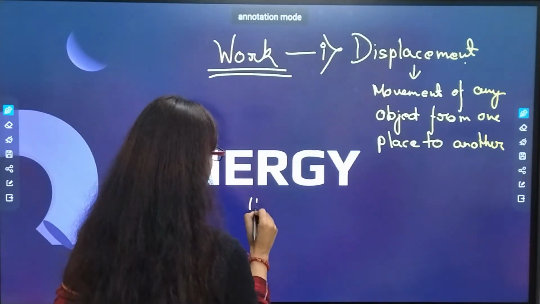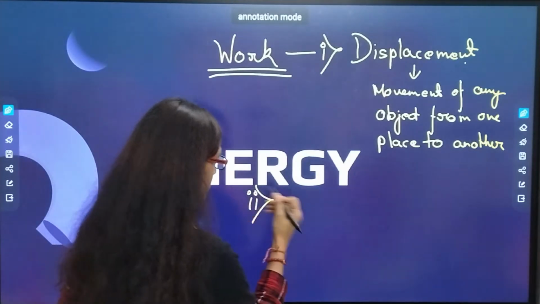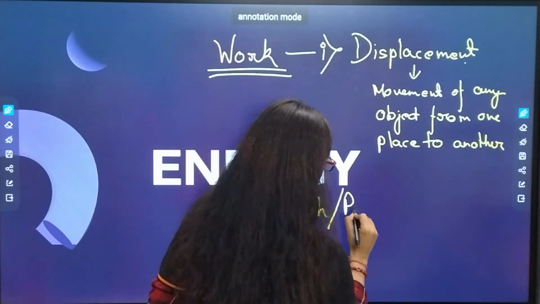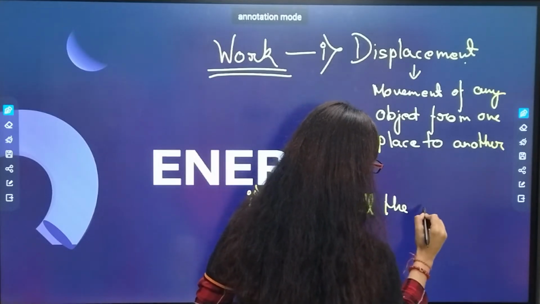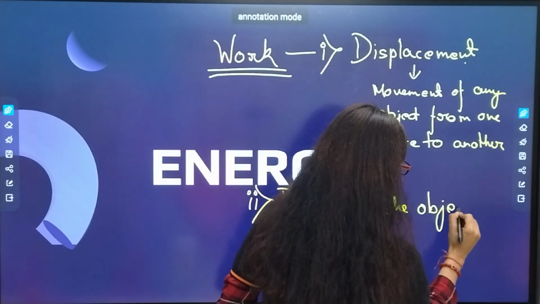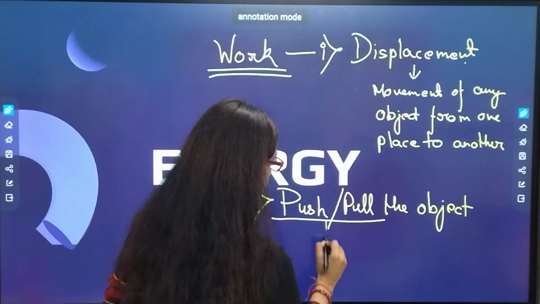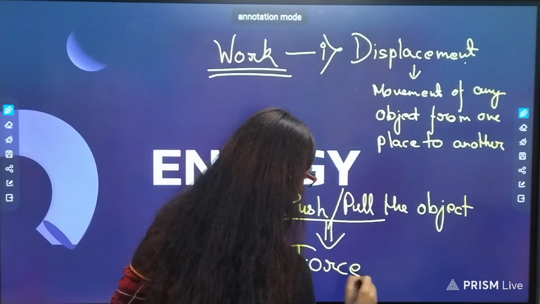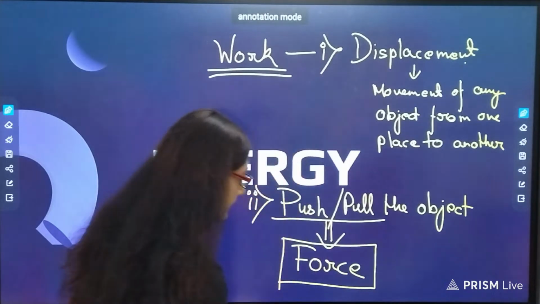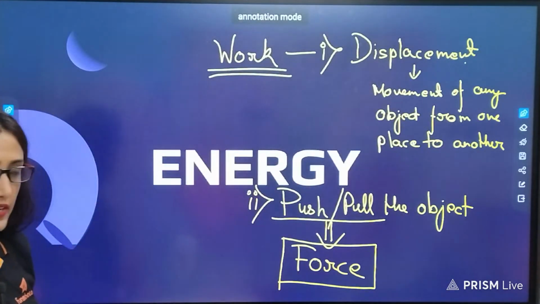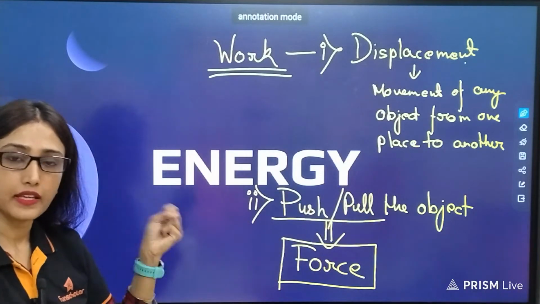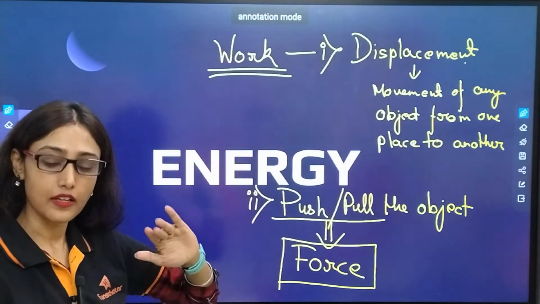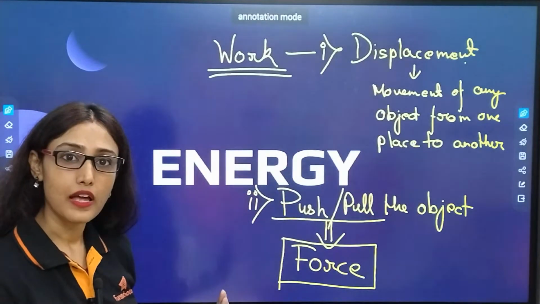And what is the second condition? The second condition is that you have to push the object or pull the object. Now, what is this push and pull, ma'am? This push and pull is nothing but in scientific terms known as what? Force. Clear? So if these two conditions are fulfilled, that you are pushing or pulling something and you are displacing, that means you are moving an object from one place to another, it is known as work.